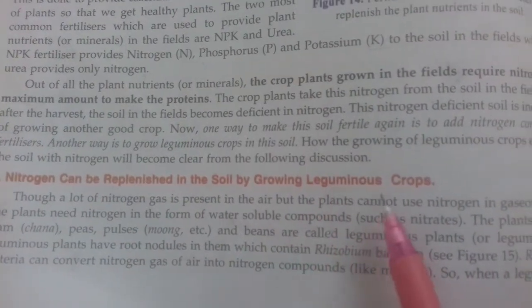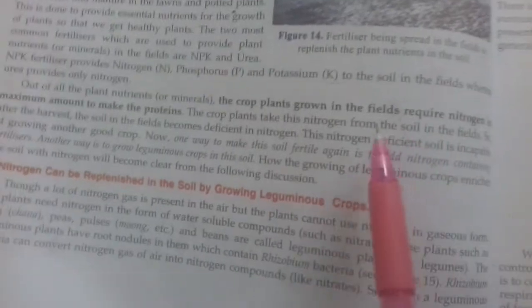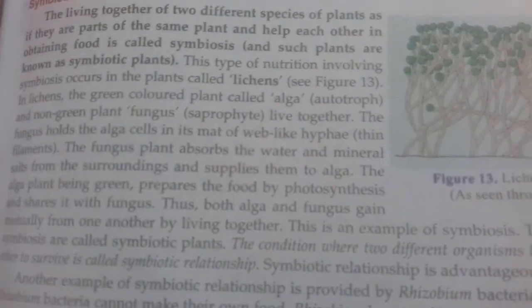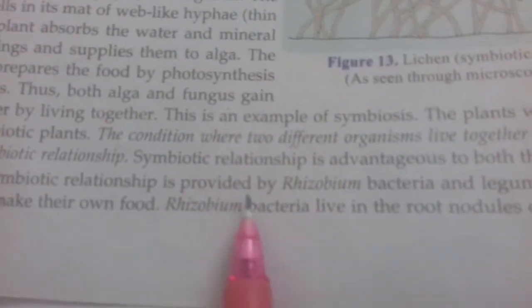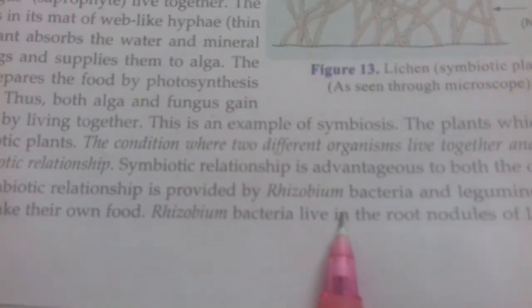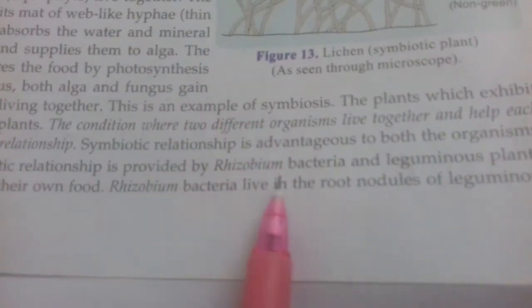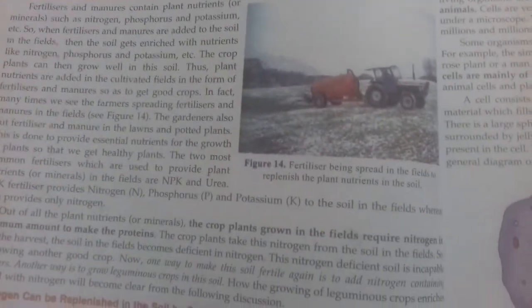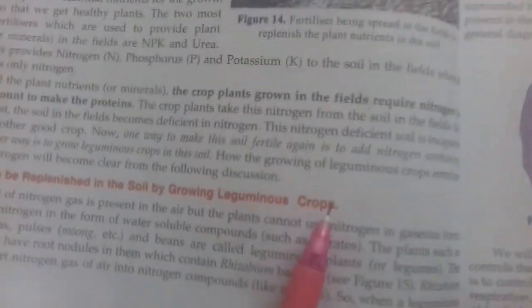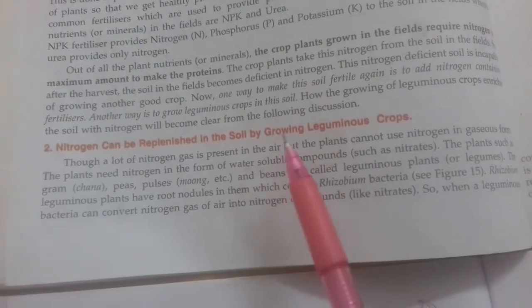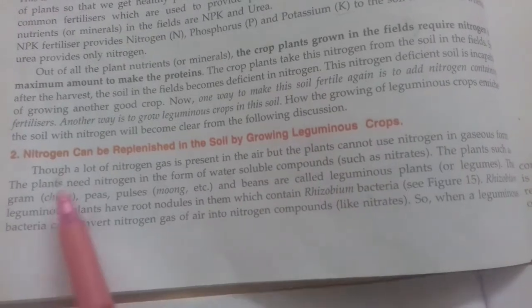I have already discussed with you that the leguminous plants are symbiotic plants, that the leguminous plants give shelter to a bacteria, rhizobium, which converts the nitrogen from the air into nitrates. Here we use these leguminous plants for increasing the fertility of our soil.